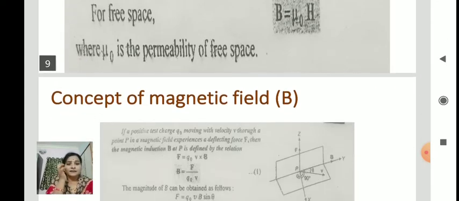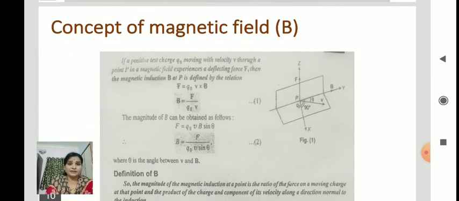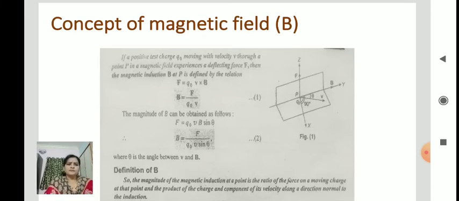And here is the concept of magnetic field. Consider a positive test charge moving in a magnetic field with a velocity v through a point P. The point P is in the magnetic field, and now the positive test charge Q is moving with velocity v, and it experiences a force that deflects it sideways.